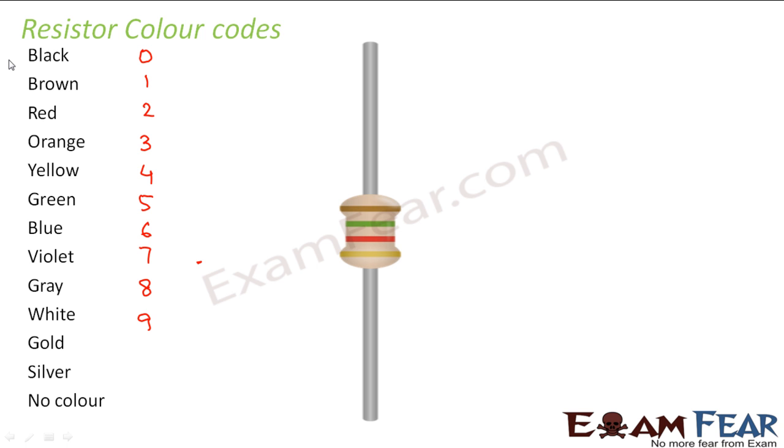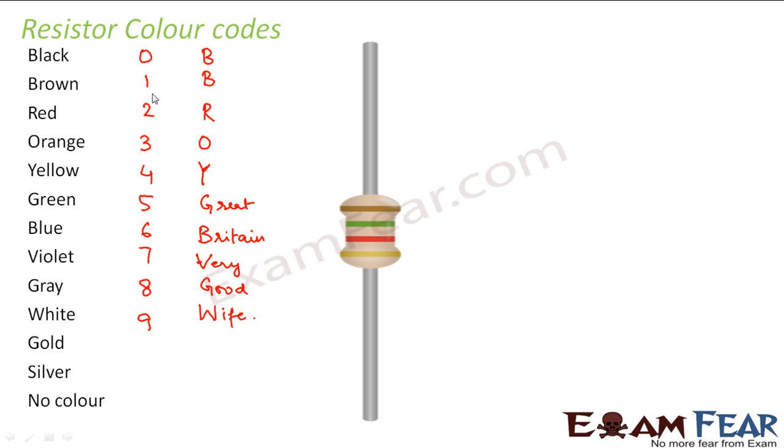We have a very popular abbreviation for this, which is very easy to remember. We say B.B. Roy of Great Britain has very good wife. This is an easy way to remember the sequence. Once you remember the sequence, this is nothing but 0, 1, 2, 3, 4, 5, 6, 7, 8, 9, right? So you can very easily know which one stands for which color.